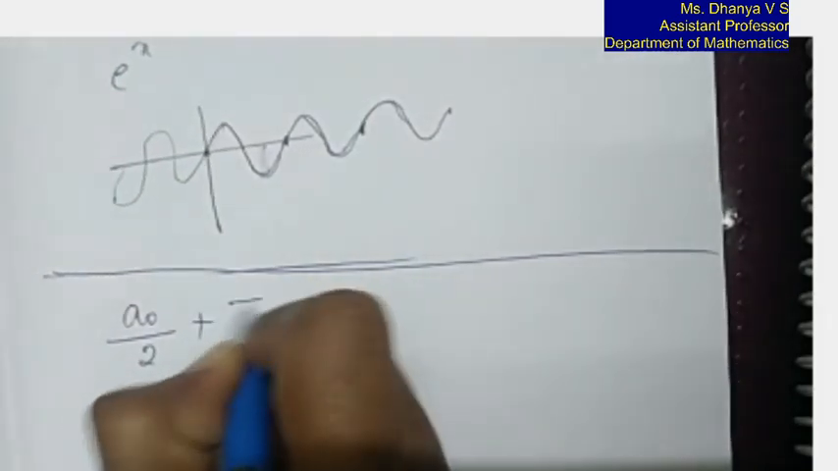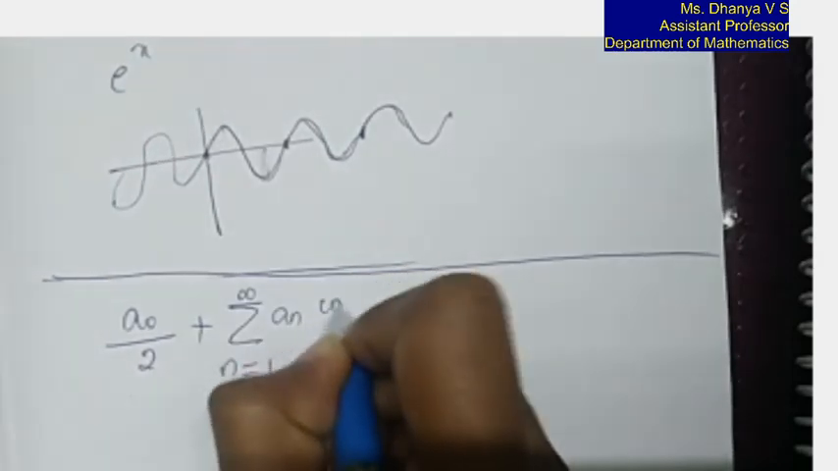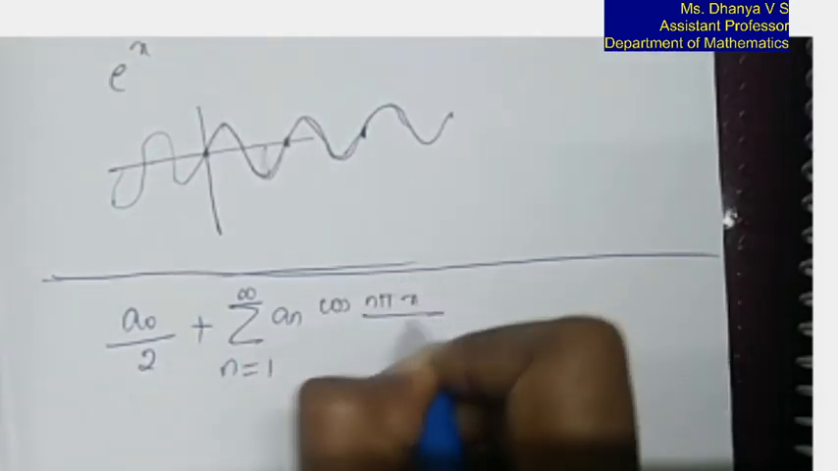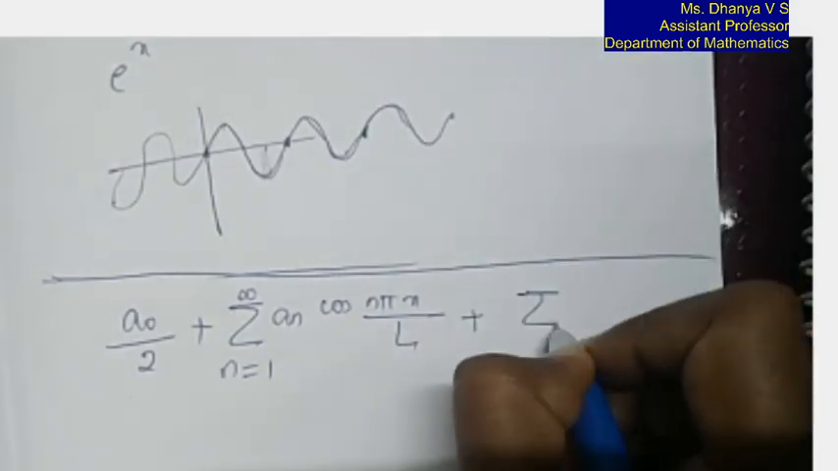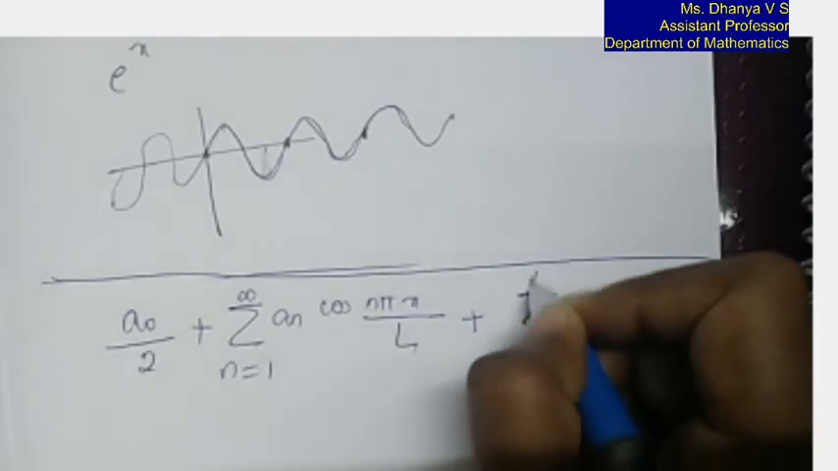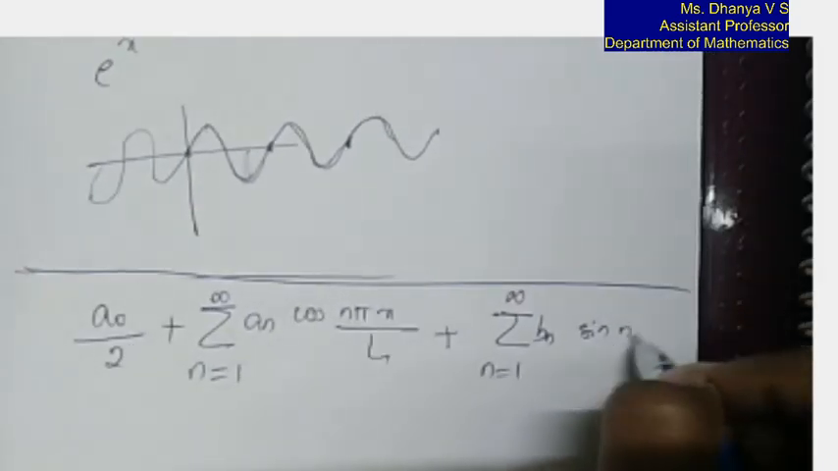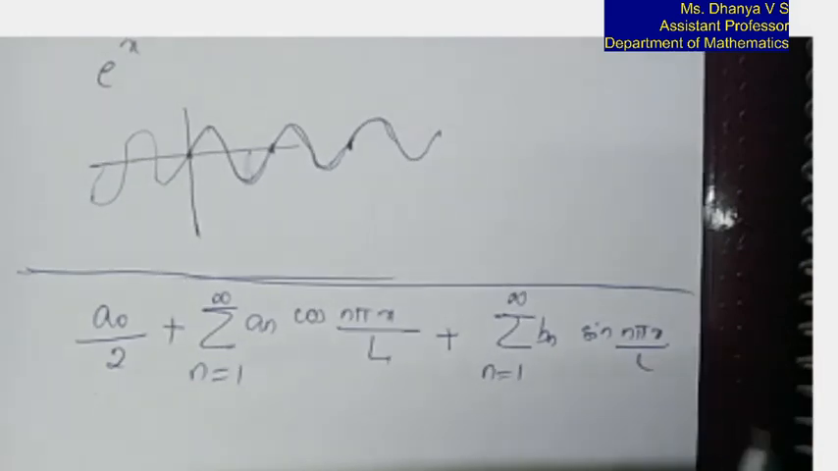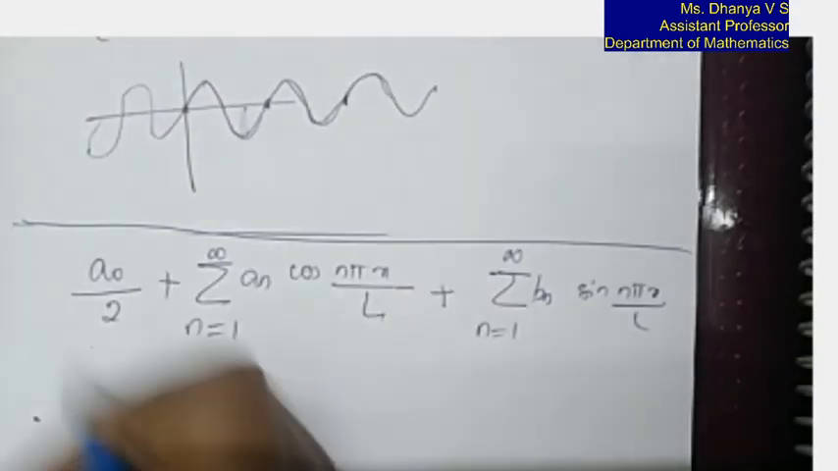Plus summation n equal to 1 to infinity a_n into cos n pi x by L, plus summation n equal to 1 to infinity b_n into sin n pi x by L. If I simply write it as, say, we will consider this later.